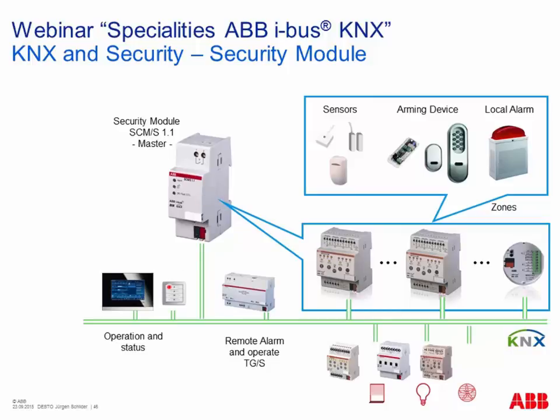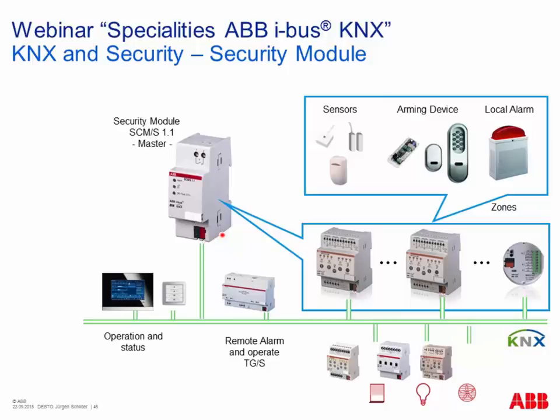And via, for example, the Comfort Touch, we can read out the event log of this security module, or we can see which zone is triggered. For example, in which room a window is open, and so on. And via a standard KNX sensor, we can send a command and set our system internally or externally.